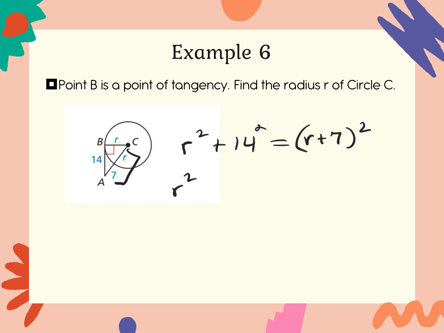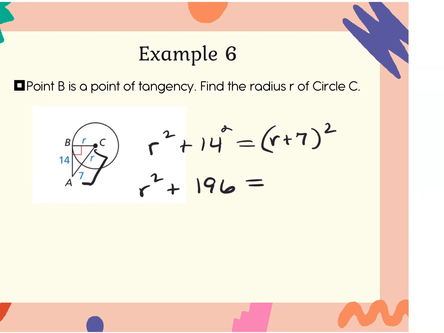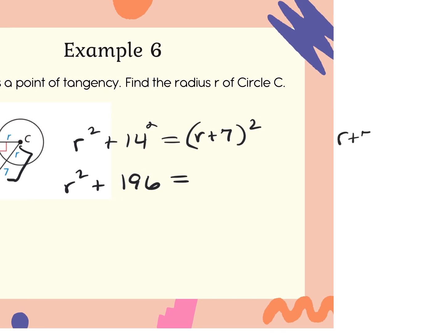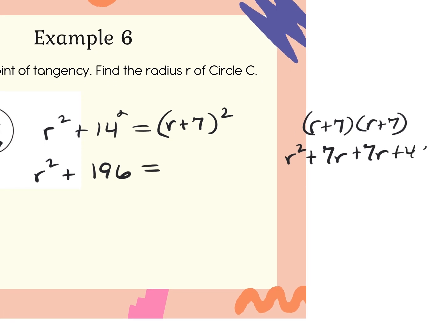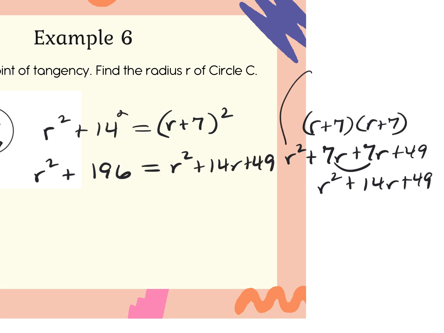So R squared, 14 times 14 is 196. Again, I need to do R plus 7 times R plus 7. I get R squared for first. Outer gives me 7R. Inner gives me 7R. And last gives me 49. Once I add these middle terms, I get 14R. So now I'll put this in here, R squared plus 14R plus 49.